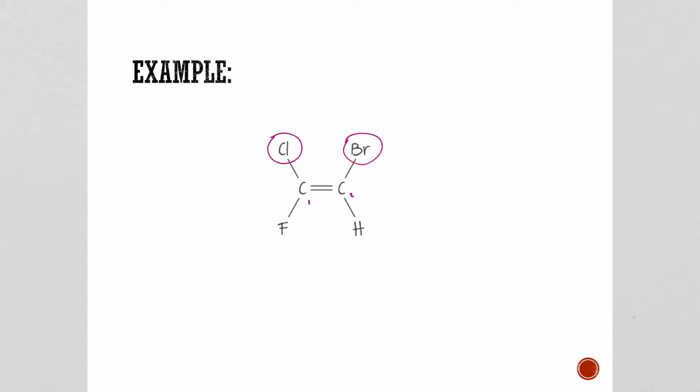So this one is going to be the Z isomer, so we're going to name it as such. Z, and then it's 2-bromo. Remember, we name these in alphabetical order. 1-chloro, 1-fluoro, ethene.